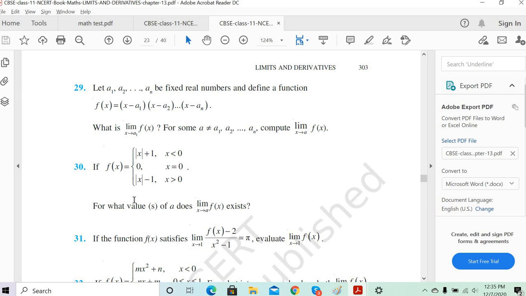Now, similarly, we need to apply the limit as x tends to a of f of x, for a not equal to a1, a2, a3. That will just become a minus a1 into a minus a2 into so many things. Understood, right? Clear? Yes, sir. Write down this part so that you can understand it, okay?